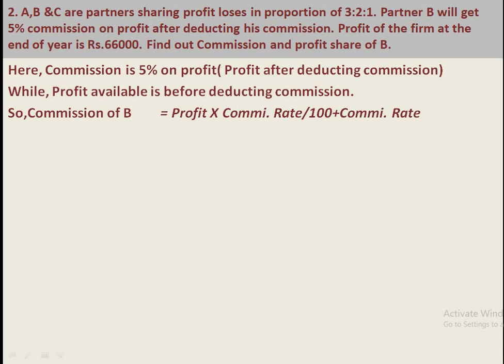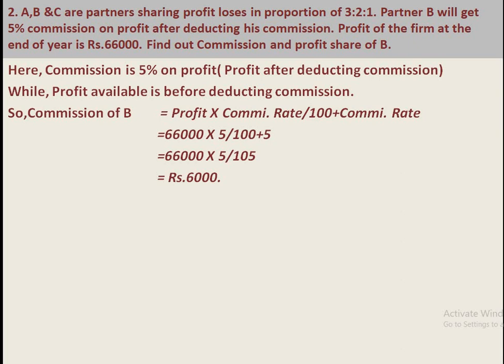So commission of partner B, here partner's commission, in previous some manager's commission, it doesn't make any difference. Commission of partner B, we will calculate by using this formula: profit into commission rate divided by 100 plus commission rate. Profit of the firm is 66,000, commission rate 5%, dividing not by 100 but 100 plus commission rate 5, so exactly 66,000 into 5 upon 105, and commission will be 6,000. Okay, but not finished.